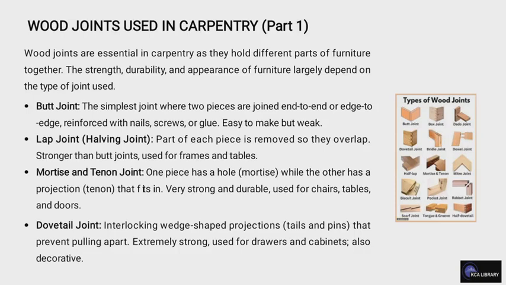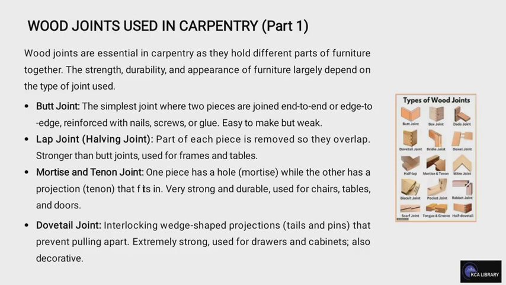We also have the lap joint, where part of each piece is removed so they can overlap, and it's stronger than the butt joint and used for frames and tables. We have the mortise and tenon joint. For this one, one piece has a hole which is the mortise, while the other has a projection which is the tenon, that fits in. It's actually very strong and durable, and it's used for chairs, tables, and also doors.